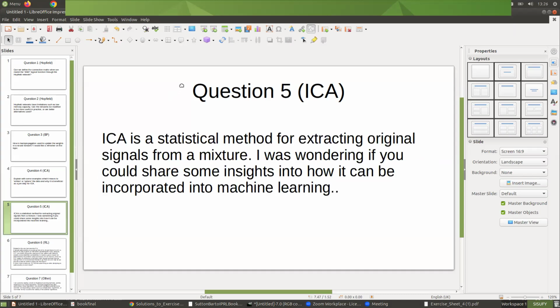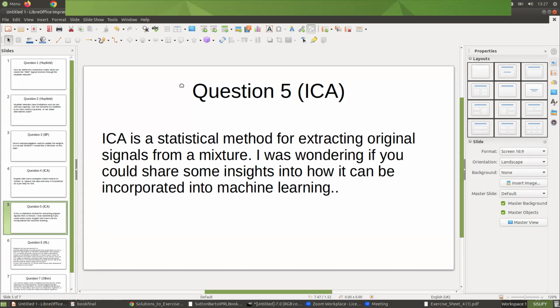Another question about ICA. Okay, a very quick answer. So the question is, ICA is a statistical method for extracting original signals from the mixture. I was wondering if you could share some insights into how it can be incorporated into machine learning. So what I know is that, well, first of all, it is machine learning already.